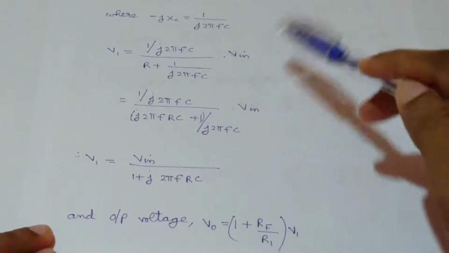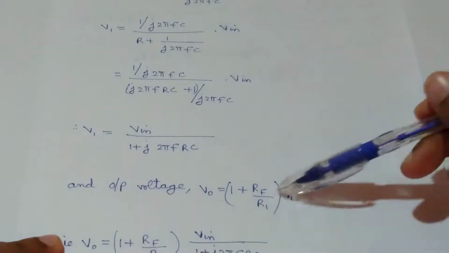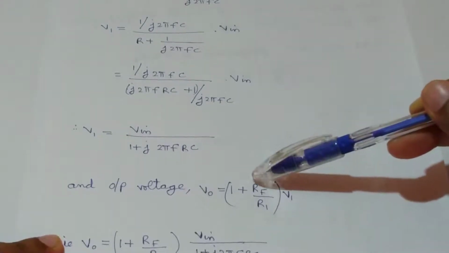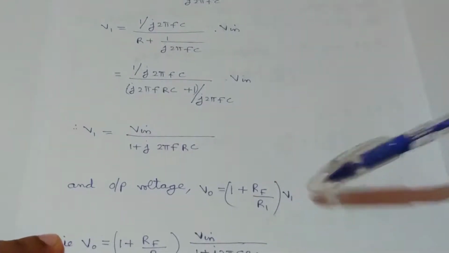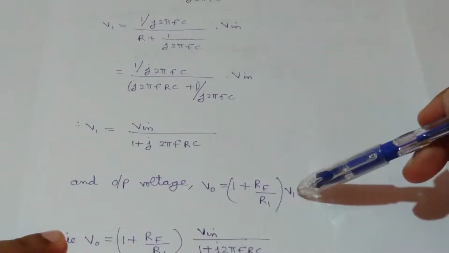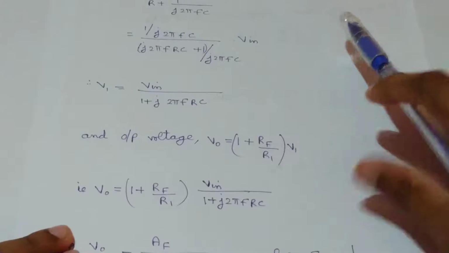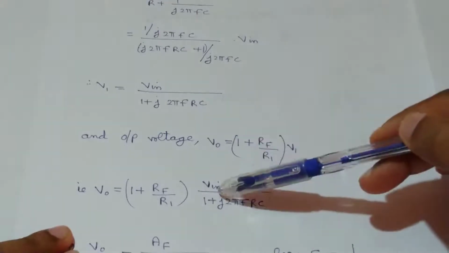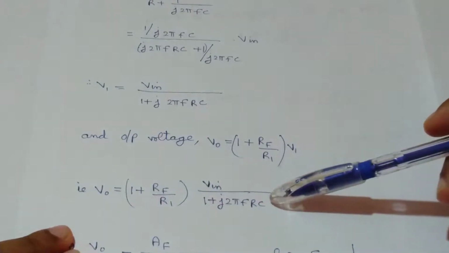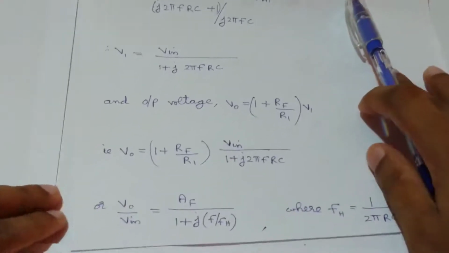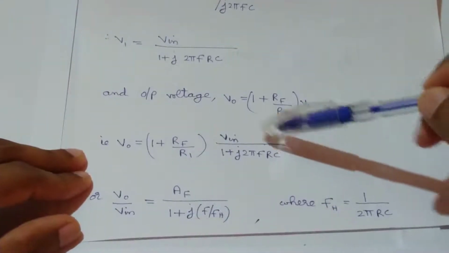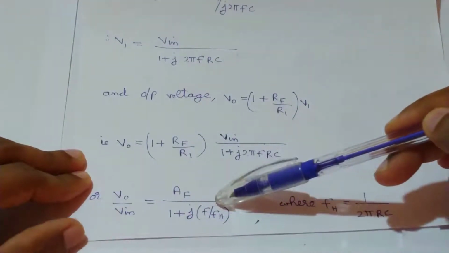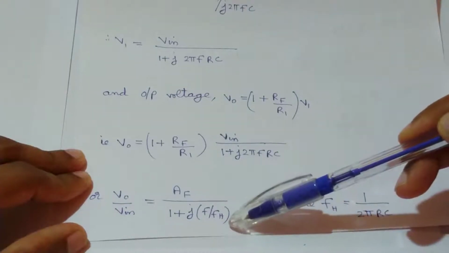Hence the output voltage Vout will be the gain into the voltage at the non-inverting terminal. That means Vout is equal to 1 plus Rf by R1 into V1. Then substituting for V1, we will get Vout is equal to 1 plus Rf by R1 into Vin divided by 1 plus j 2 pi fRC. Then we can write this equation as Vout by Vin is equal to AF divided by 1 plus j f by fh.